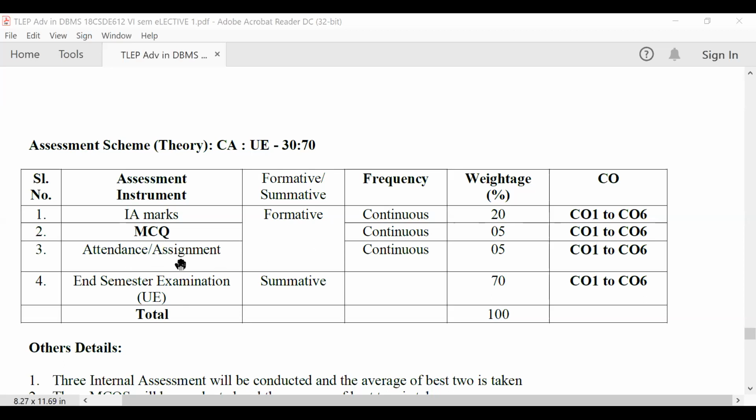And assignment and attendance carries 5 marks. You will be having one assignment based on module 1 and 2. Another assignment, module 3 will have one assignment. Module 4 also will have one assignment. And you will be having class polls also.